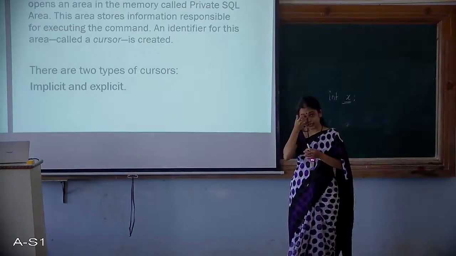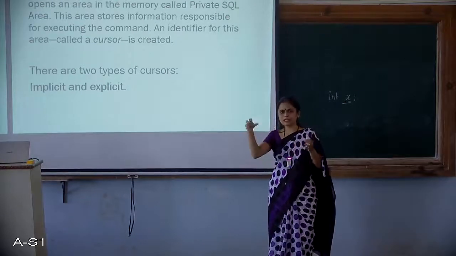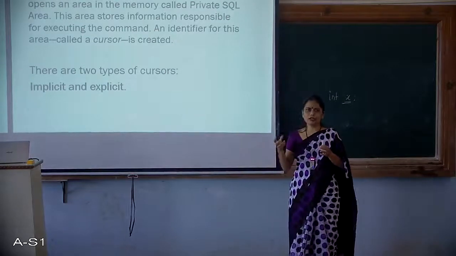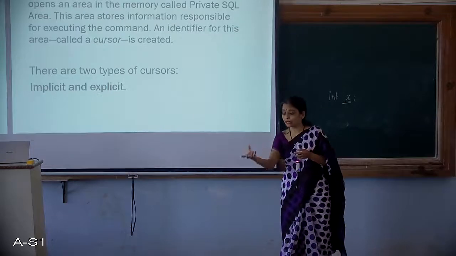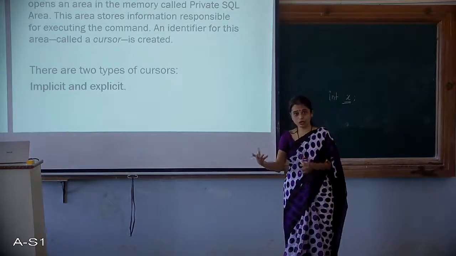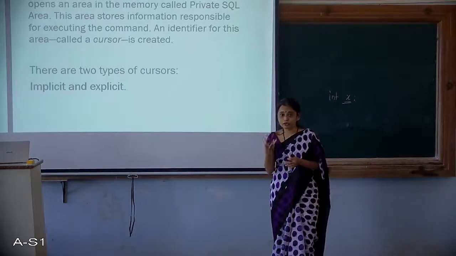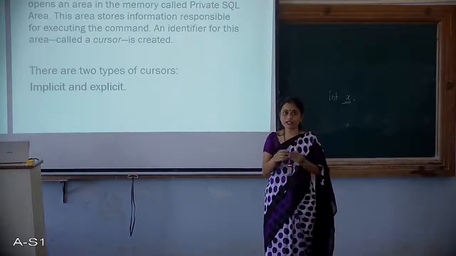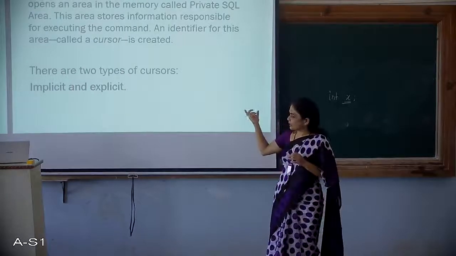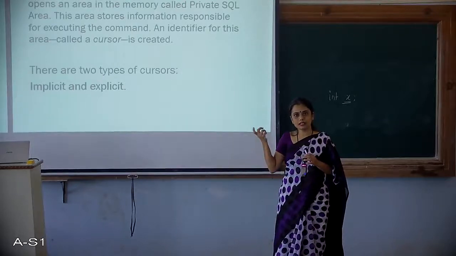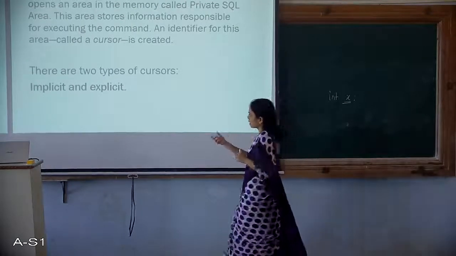Why? Because in case I don't define it, then it will be just scattered around and I cannot handle it. I cannot refer to this particular memory location where all of this is stored. So to refer to it, I will have to give that area some name. That idea is known as the cursor, and that type is known as explicit cursors.